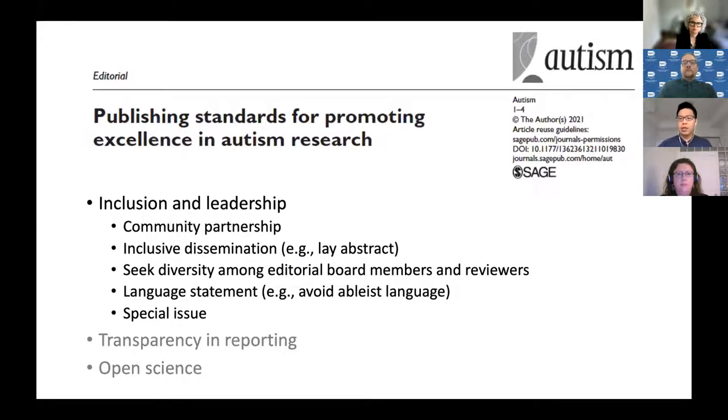Regarding the initiatives of equity, diversity, and inclusion, this is a journal editorial that's going to be published hopefully soon, led by our editor, Professor Sue Fletcher-Watson in Edinburgh. So in this editorial, we outlined key issues that we thought are important related to publishing standards. And as you can see, there are a few different topics. So one major domain is inclusion and leadership. We talked about community partnership being so critical and core to the editorial effort as well as the journal itself, which is the case from the beginning of this journal in association with the National Autistic Society.